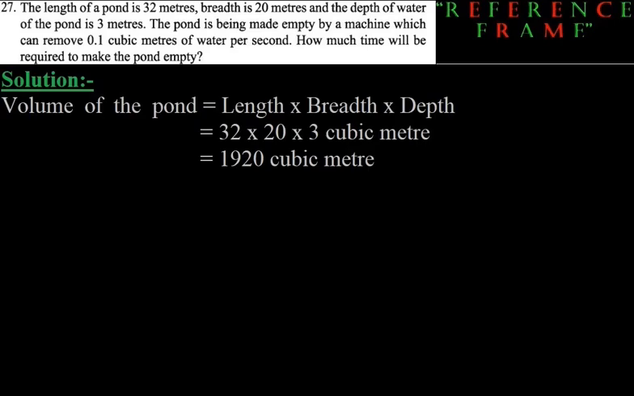Since the pond is rectangular, for a cuboid we know the volume is length into breadth into depth. Depth means the height. So you have 1920 cubic meter. This is the volume of the pond. Okay, we'll need this.